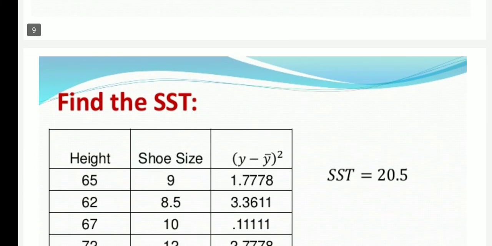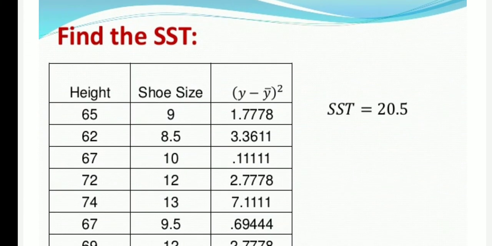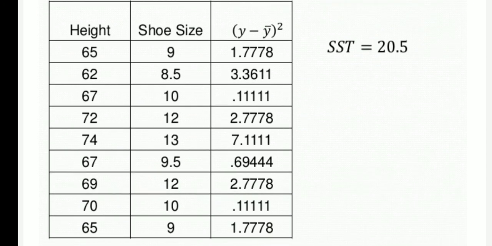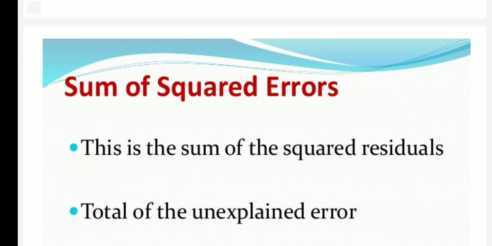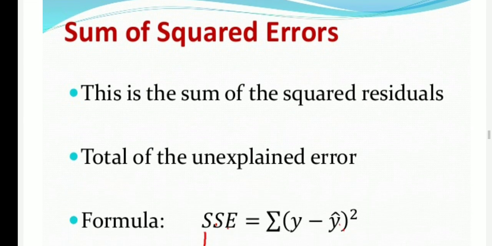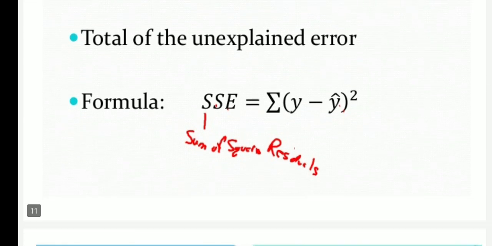Next, find the total sum of squares. Height and shoe size, y minus y bar. This is the total sum of squares. Sum of square due to total equals 20.5. This is the total variation. Sum of squared errors, residuals, that is the total variation explained error. So sum of square due to error. Error means sum of square due to residuals. This is error.